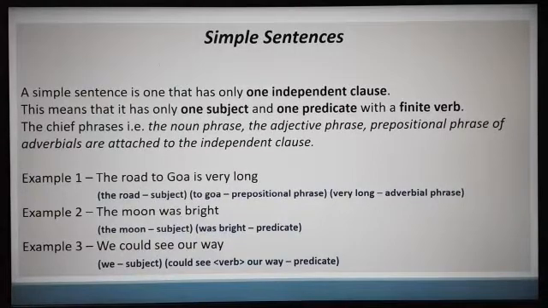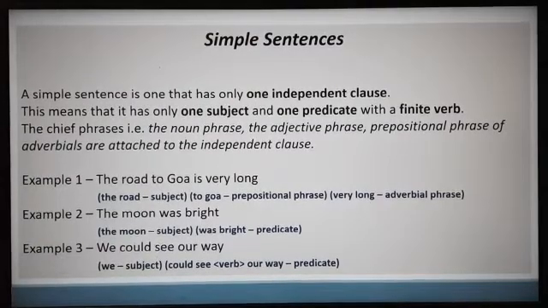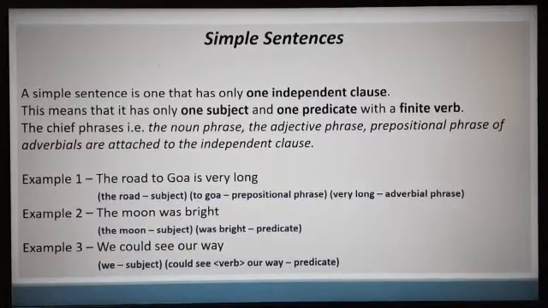There are three different examples for you to understand what is a simple sentence. The road to Goa is very long. The road is the subject. To Goa is the prepositional phrase. Very long, the attribute very describes the length of the road. Very long is the adverbial phrase.